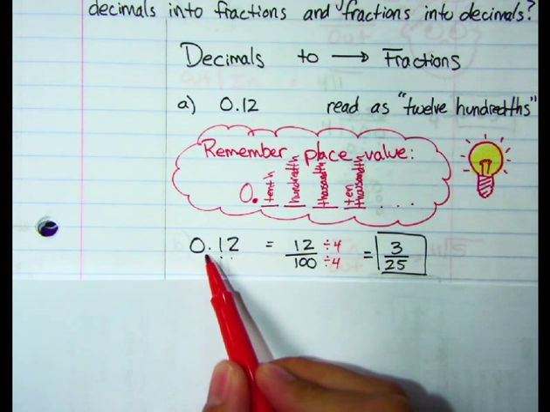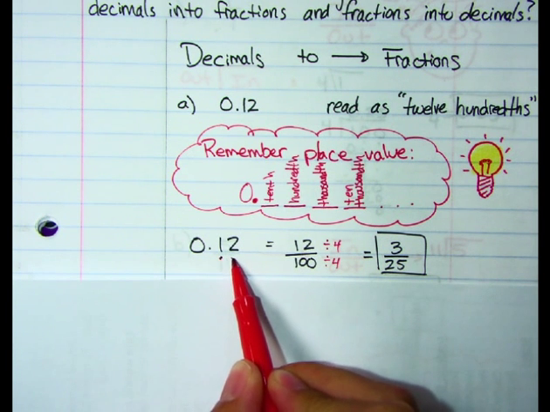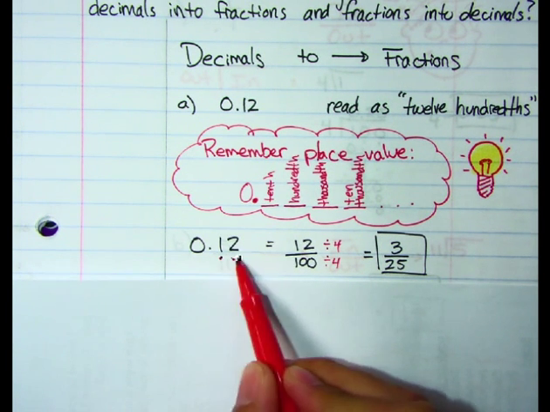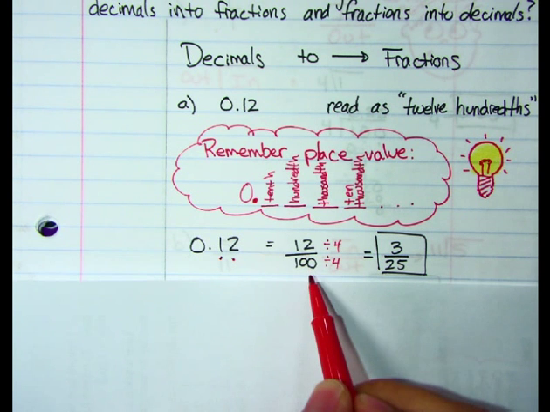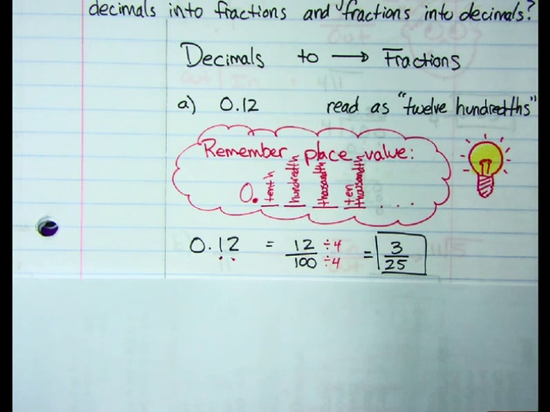Okay, we have 0.12. We would actually read that as the value ends at the hundredth spot. So this is 12 hundredths. I can write that as a fraction, 12 over 100. And then if I reduce it, I can divide both of those by 4 and get 3/25.